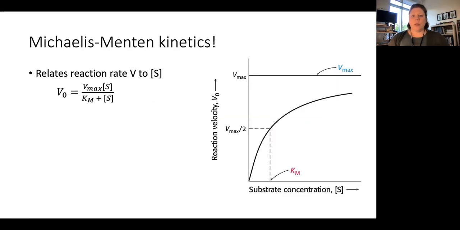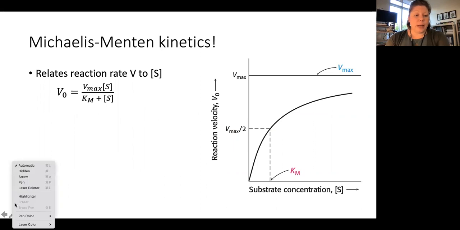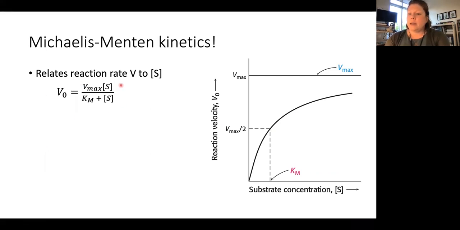So hopefully you remember Michaelis-Menten kinetics. We've spent some time on it and done some practice problems on it. This is the Michaelis-Menten equation. And this is a classic Michaelis-Menten plot where we have substrate concentration on the X, reaction velocity on the Y, with our Vmax up here at the top.